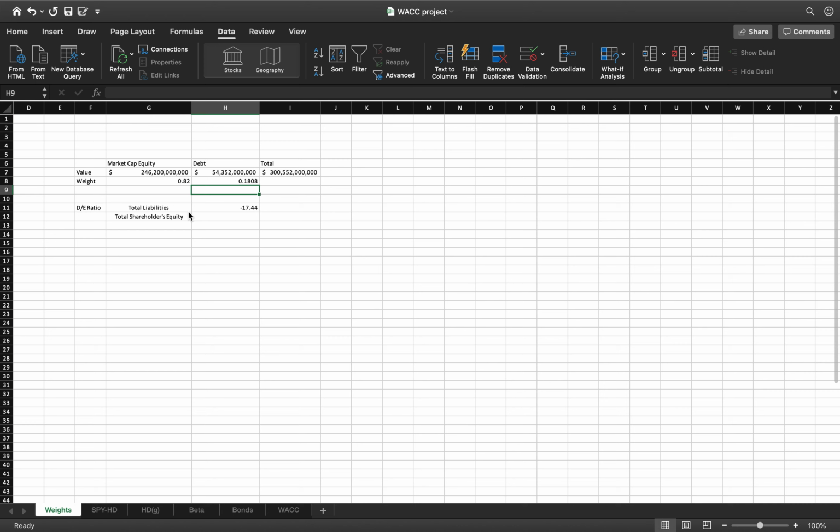So the first thing we need to compute is the weight for each for the WACC. So it would be the weight for your market cap equity, your debt, and your preferred stock. Fortunately, Home Depot doesn't have any preferred stock, so we're going to be stuck with equity and debt. In order to find that, you need to go to Yahoo Finance and find the value of your market cap equity and your total debt. Once you do that, you add these two together and you get a total value.